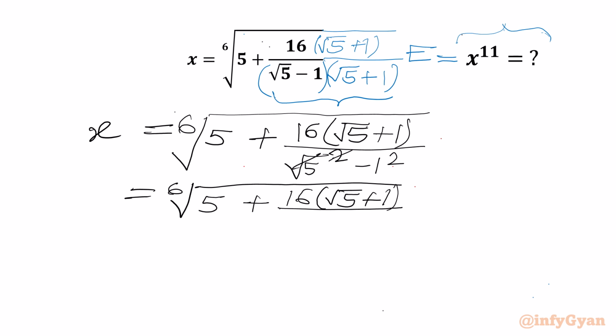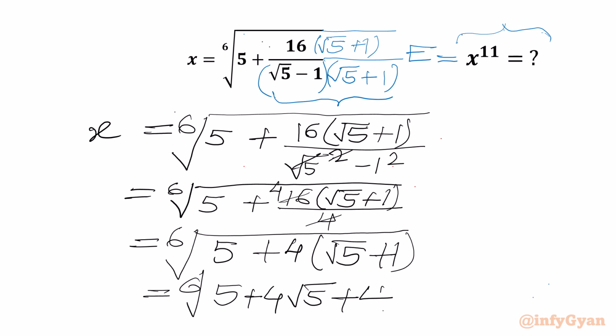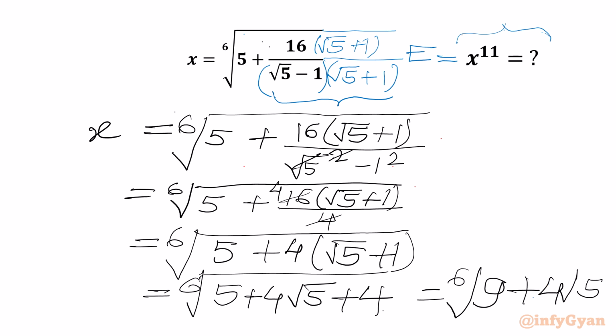Root and square will be over. So 5 minus 1 is 4. Now we can cancel numerator 16 by denominator 4, we will get 4. So we can write 6th root of 5 plus 4 times square root 5 plus 1. Or we can simplify: 6th root of 5 plus 4 root 5 plus 4. So we will get 6th root of 5 plus 4 is 9, plus 4 root 5. So our x will be equal to 6th root of 9 plus 4 square root 5.